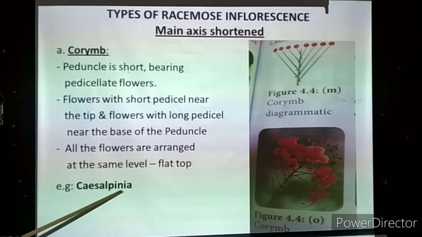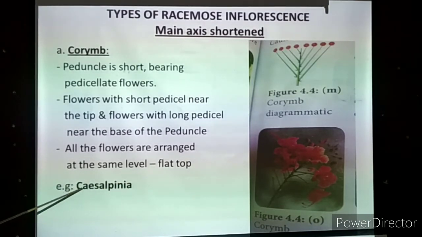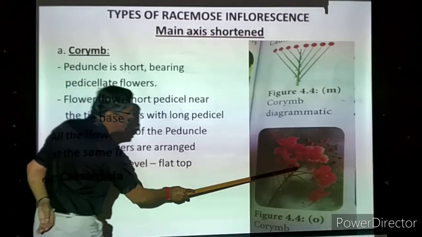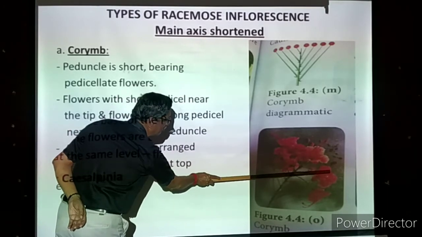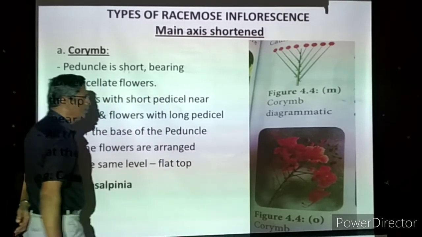Example, Caesalpinia. Now see that spelling, C-A-E-S-A-L, but A is silent. C-E, Caesalpinia. It is the best example. Here you can see that a bunch of flowers will be there, but all the flowers will be flattened on the top. Okay.